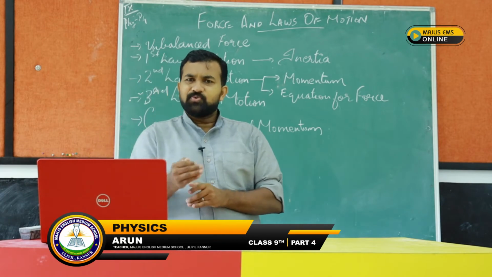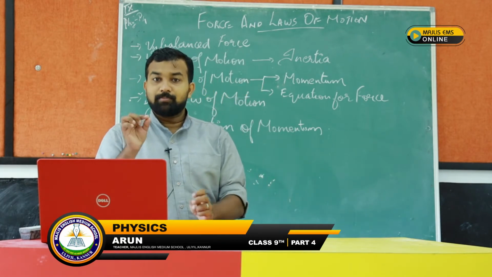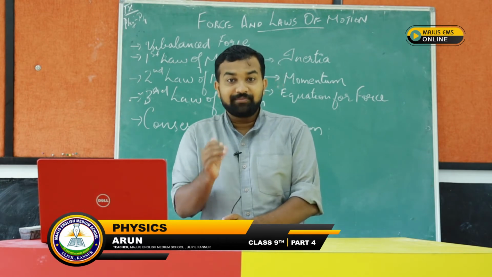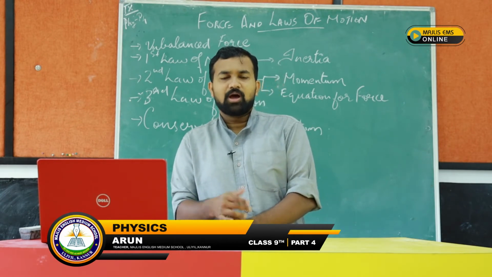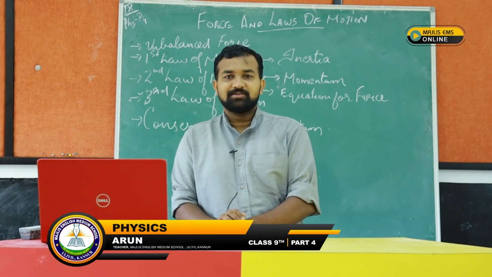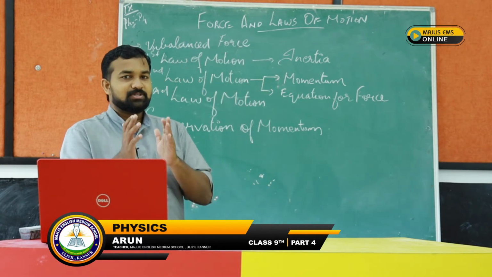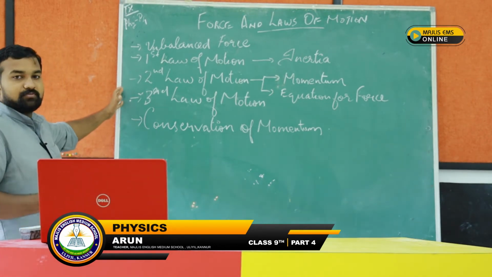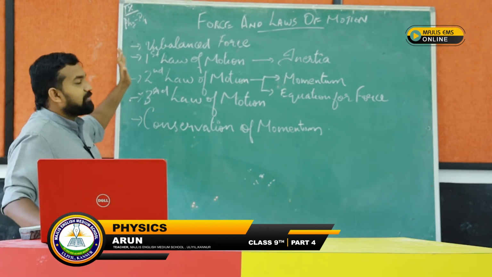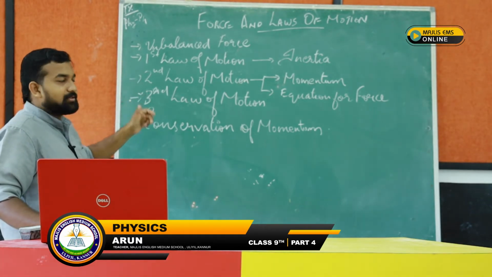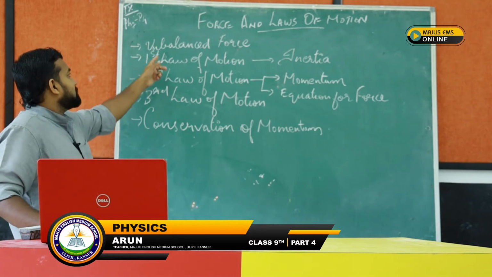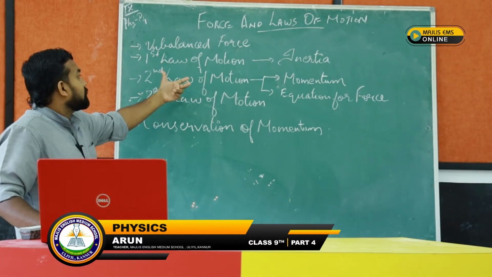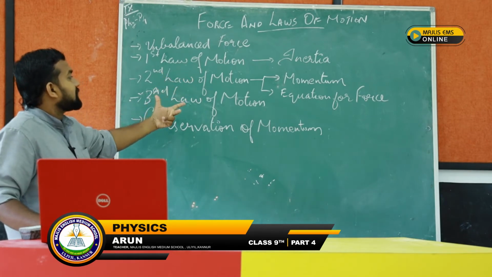So, is force required for motion? That is the prime question which we want to ask in this chapter. Is force inevitable for motion, or how are motion and force related? We will be studying this concept, and mainly we have these 5 points which we want to study in this chapter. That is balanced and unbalanced forces, first law of motion, second law of motion, and third law of motion.